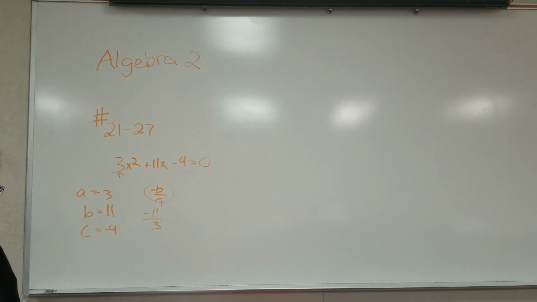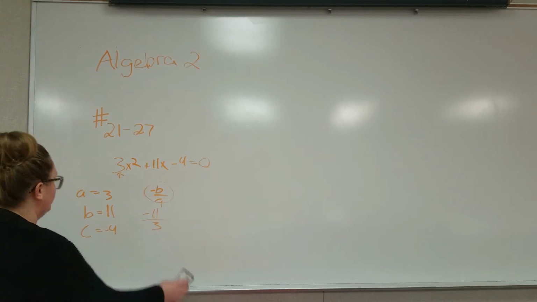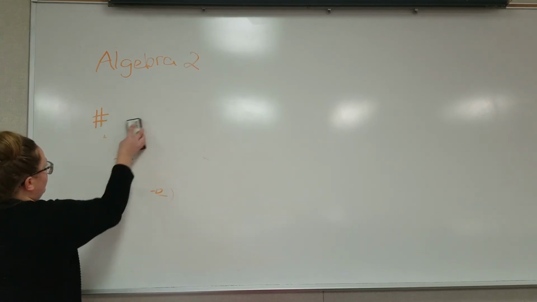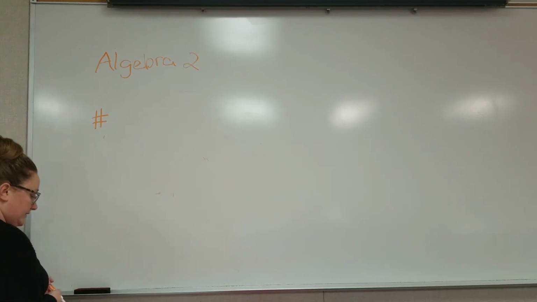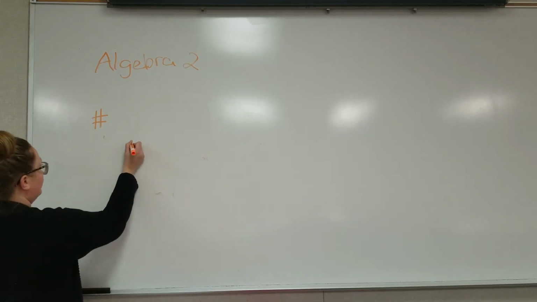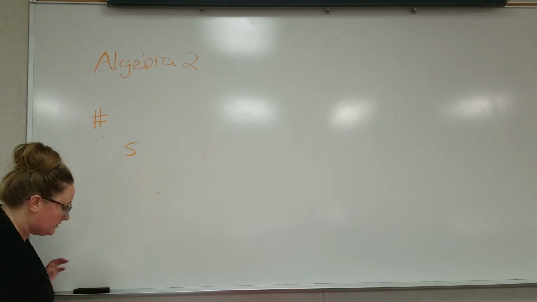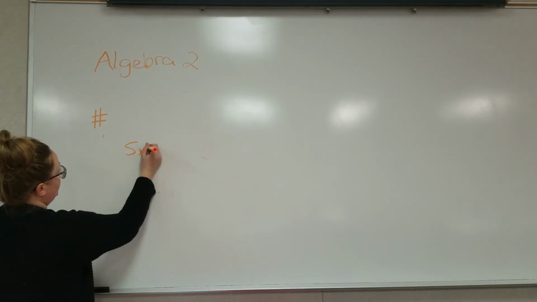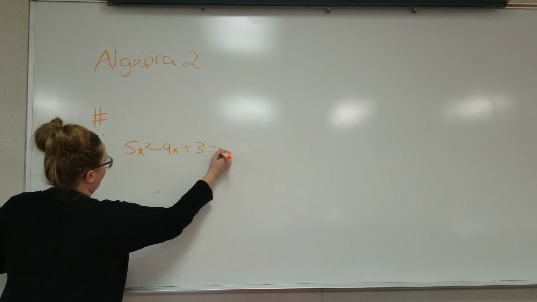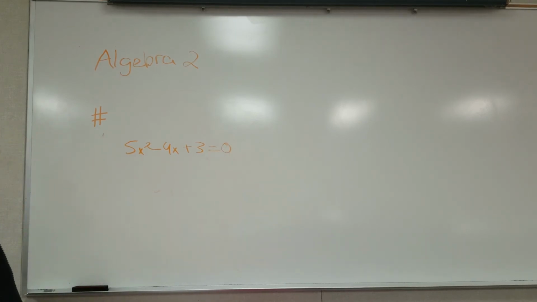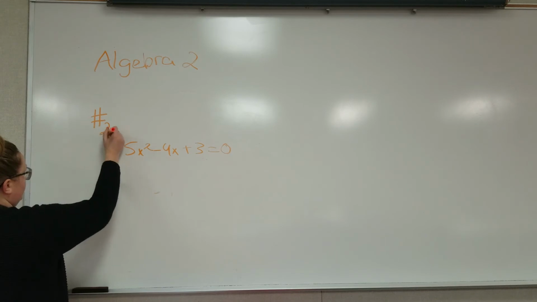Problem number 28 is a fill in the blank. It says, use the discriminant and select whether the roots of 5x squared minus 4x plus 3 equals 0 are real or imaginary. So remember, a real root is going to be a positive number, and an imaginary root is going to be a negative number. And all you have to work on is the discriminant.